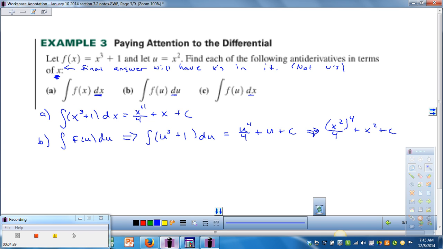What's that final one mean? The integral of f of u dx. Solomon, what do you think? You have to differentiate with respect to x. That's the same as the integral of f of x squared dx. Okay, so put in the x squared right away. Right, so here we will do f of u is u cubed plus 1.